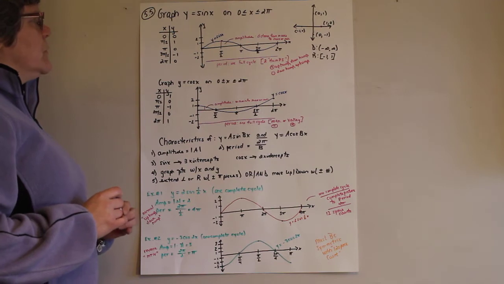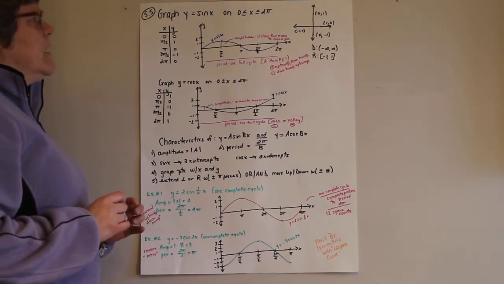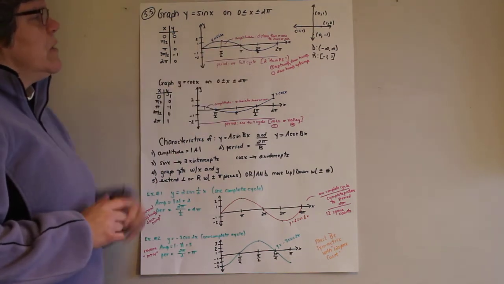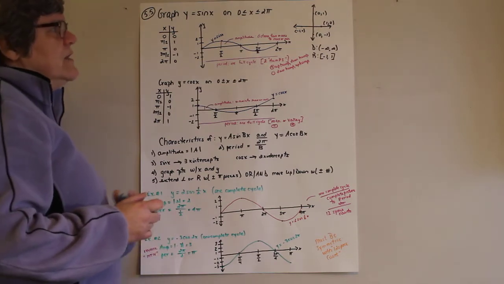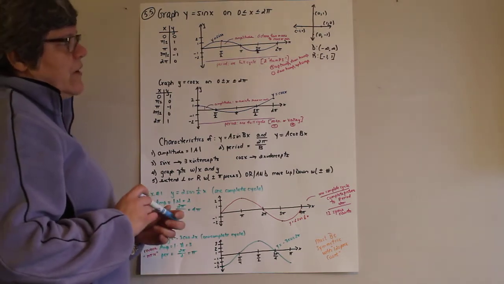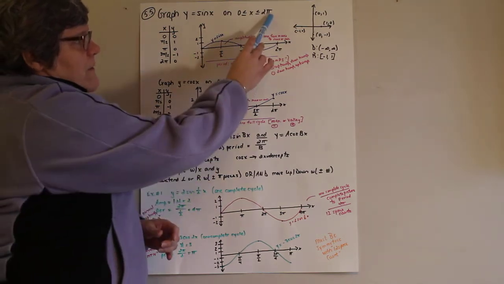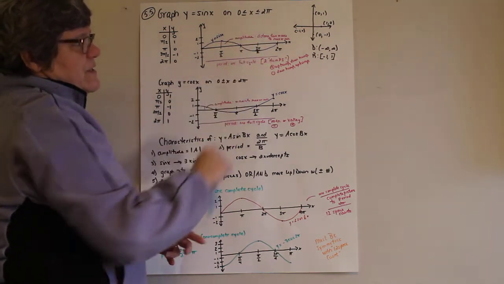So the first thing we're going to do is learn how to graph y equals sine x on 0 to 2 pi. Why 0 to 2 pi? Because that is the full cycle, one complete cycle, keeping in mind that pi is 180, so this is technically 360.